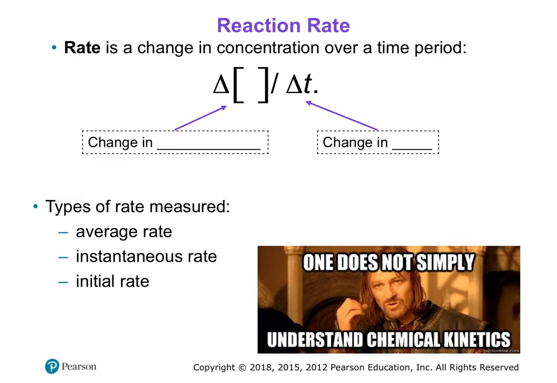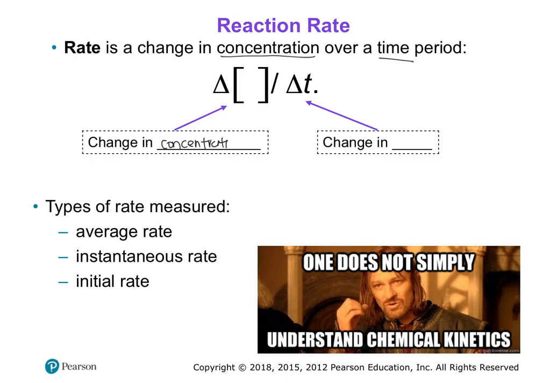So getting into what reaction rate actually is, a rate is a change in anything over a given amount of time. For reaction rate, we're talking about a change in concentration over a given amount of time. So this delta means change, and then these brackets mean change in concentration.